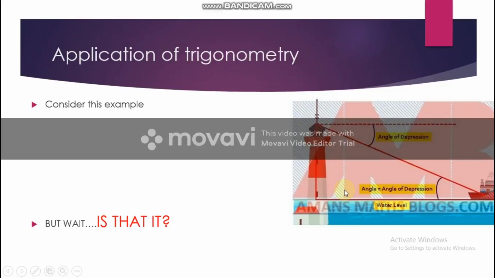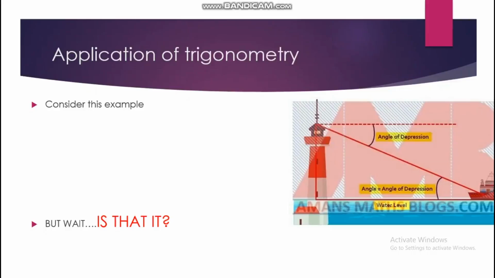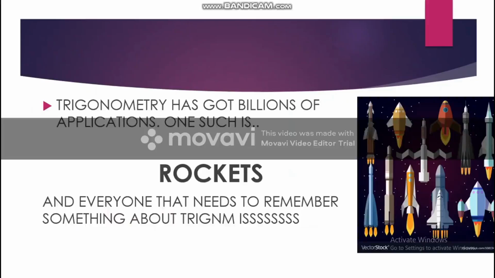So you might think that trigonometry has come to an end, that we don't need anything apart from this. No, trigonometry has got a billion applications. It is a gargantuan topic in its own right. There is a single book about trigonometry of over 2000 pages. Maybe you can buy it and read it.